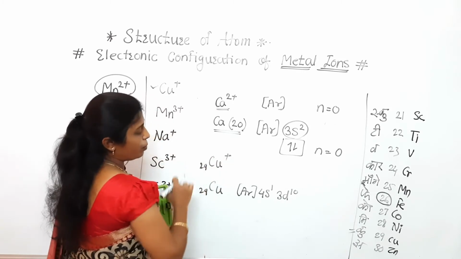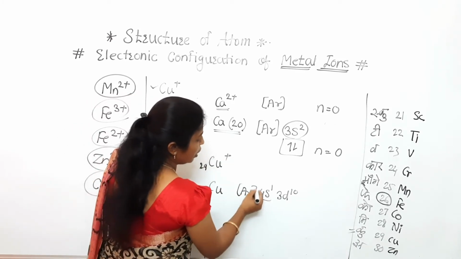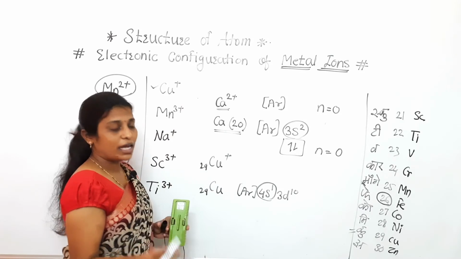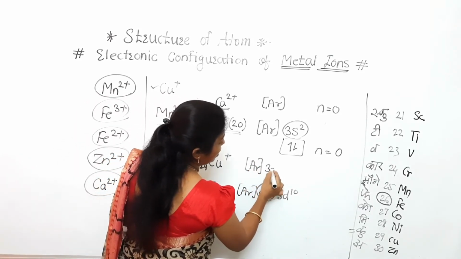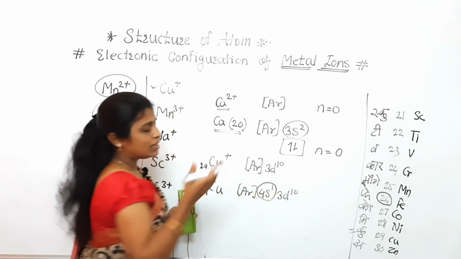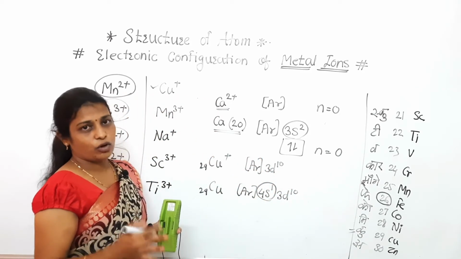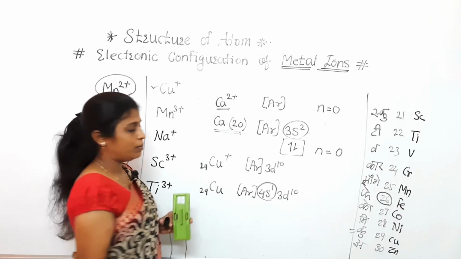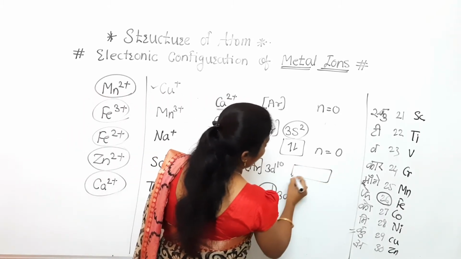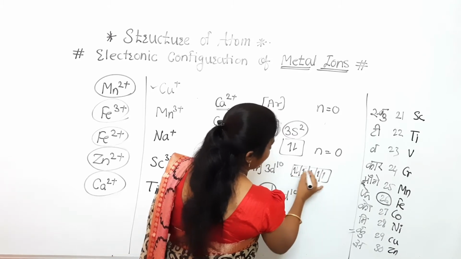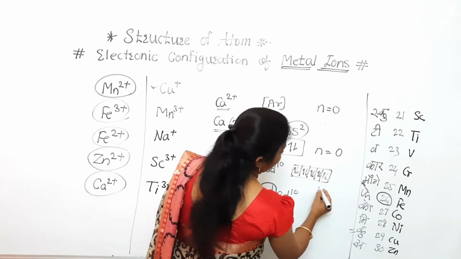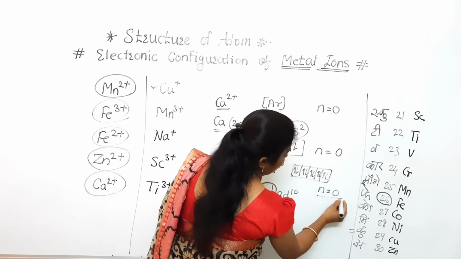So what about copper plus? For that one, we have to remove an electron from the 4s, and its electronic configuration will be argon 3d10. When 3d contains 10 electrons, the number of unpaired electrons will be 0, because 5 orbitals are there, each one will carry a single electron, and after that pairing happens, which means n is equal to 0.